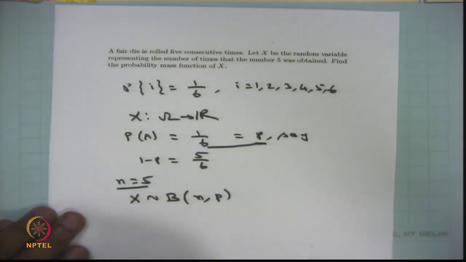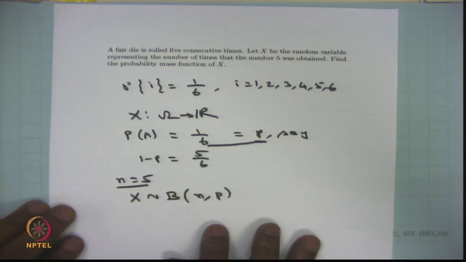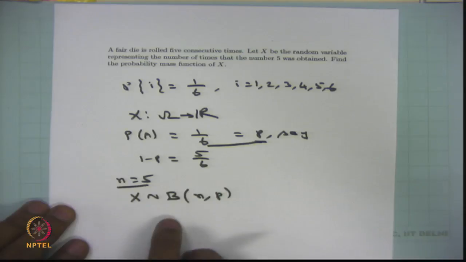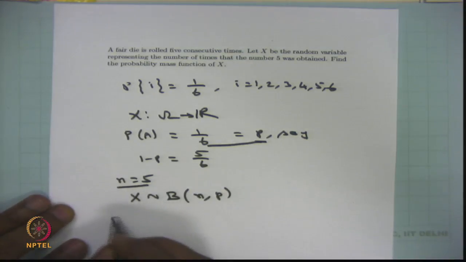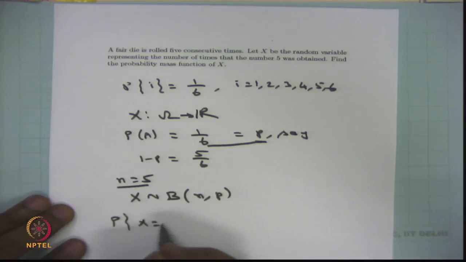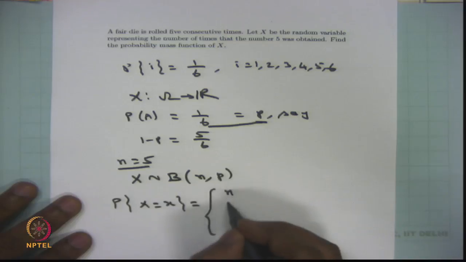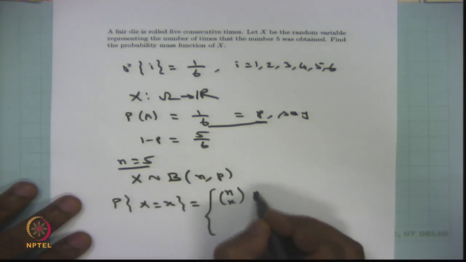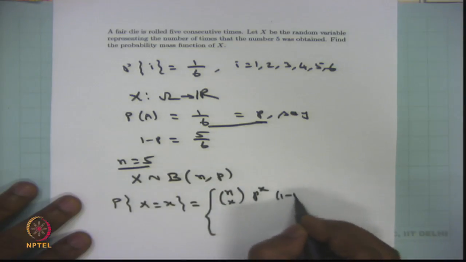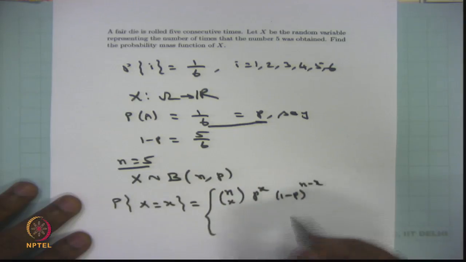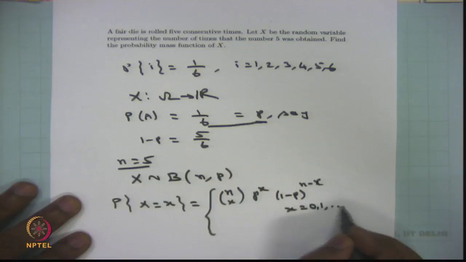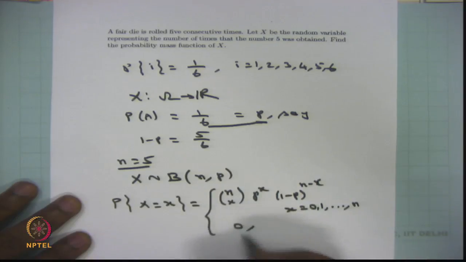Now the question is, find the probability mass function of X. You know that since it is a binomial distribution, you can immediately write the probability mass function in the form nCx p^x (1 minus p)^(n minus x), where x takes values 0, 1 and so on till n, and 0 otherwise.